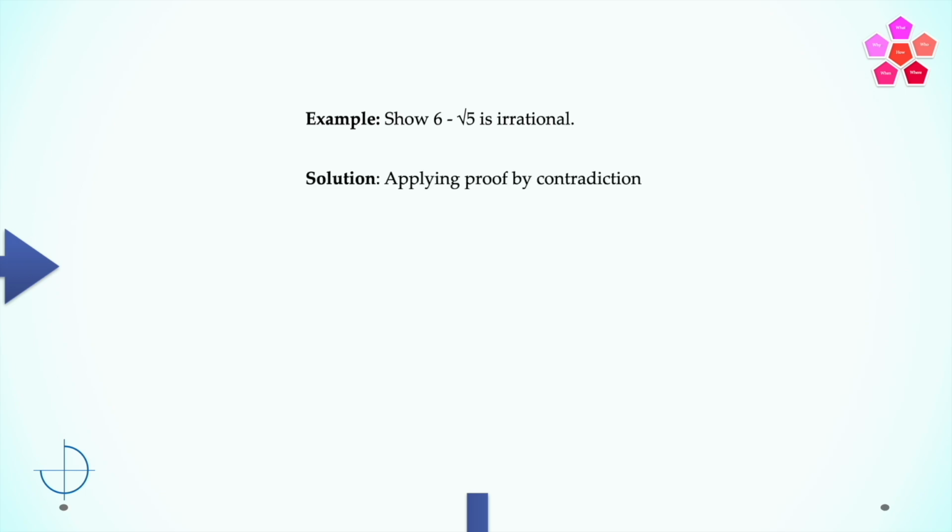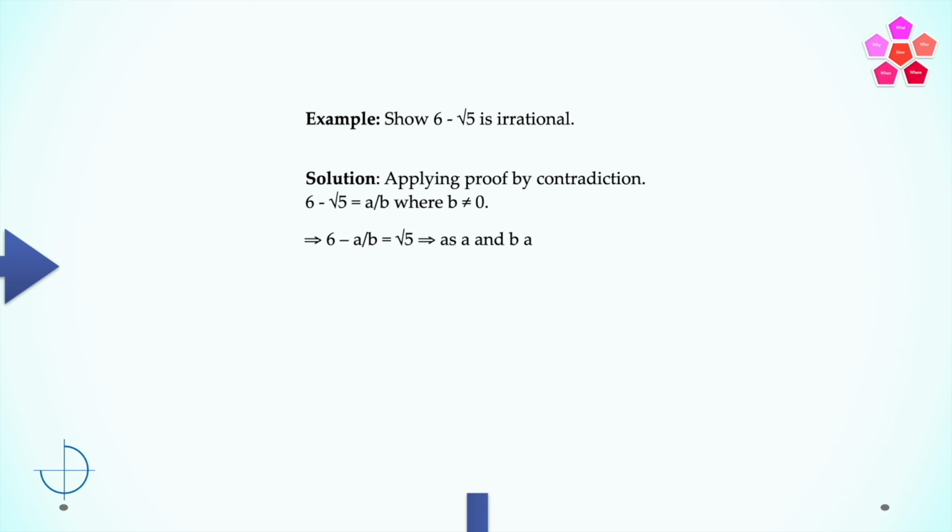Let's take an example. Show that 6 minus root 5 is an irrational number. The solution is applying proof by contradiction. Again, let's assume that 6 minus root 5 is a rational number and that it can be expressed in the form of a by b or p by q. Here for convenience we are taking a by b, where b is not equal to 0, which implies that 6 minus a by b is equal to root 5.